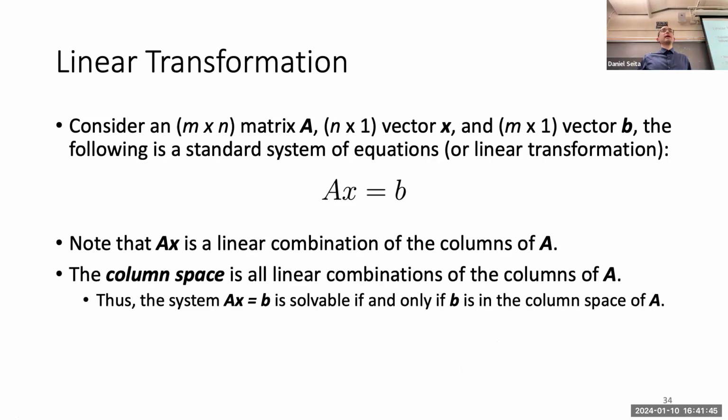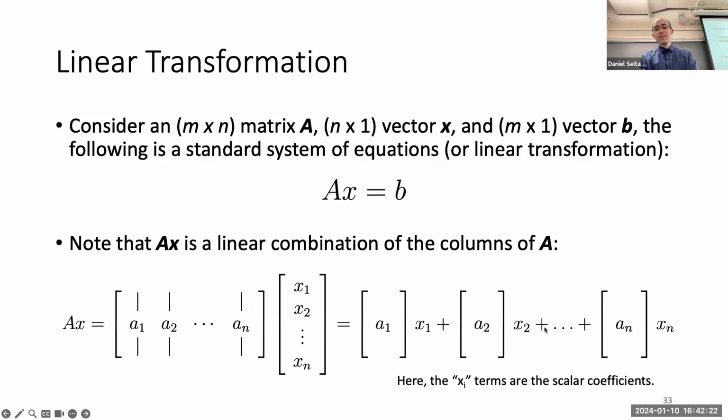All right, so another term to be aware of is the column space. The column space is basically the set of all linear combinations of the columns of A. You can pick different values of the x's, and by doing so you get a different resulting vector. If you consider the whole possible set of values of x, then you get your column space. So if we're considering a system AX equals B, then it's solvable if and only if B is in the column space of A. That means there must be some solution of the x's that will give you B.